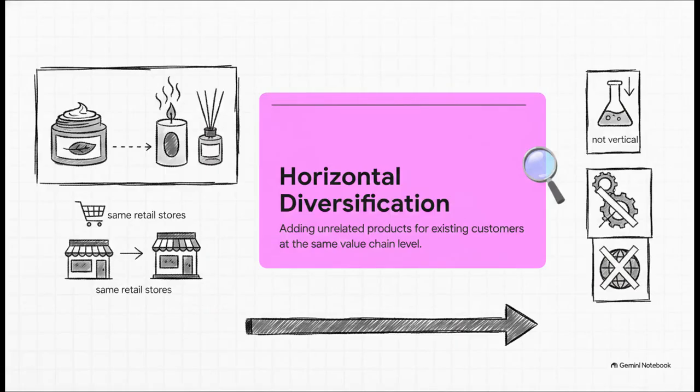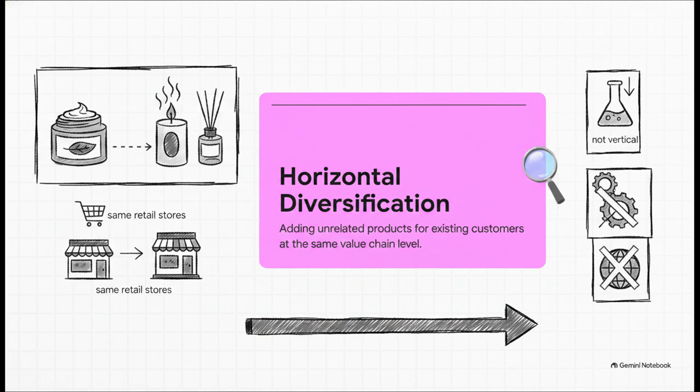The solution is horizontal diversification. Let's break down exactly why. Pure Glow added a new, completely unrelated product, home fragrances, but they targeted it perfectly at their existing skincare consumer base, and they used the exact same level of the value chain, meaning the same retail stores.